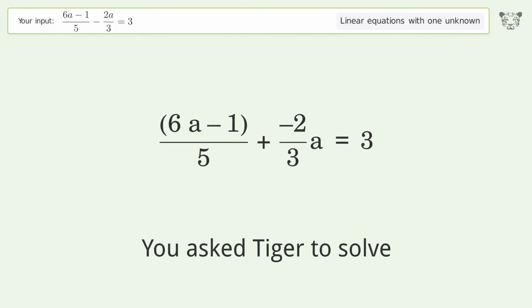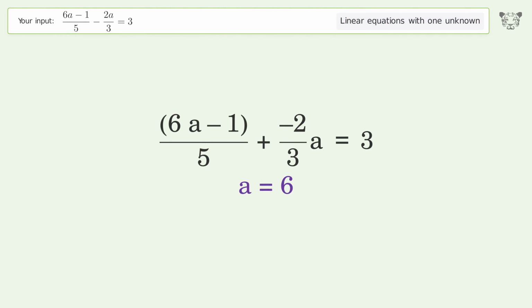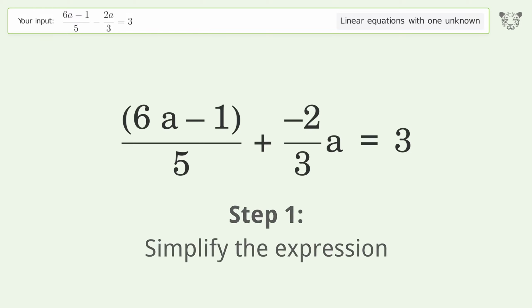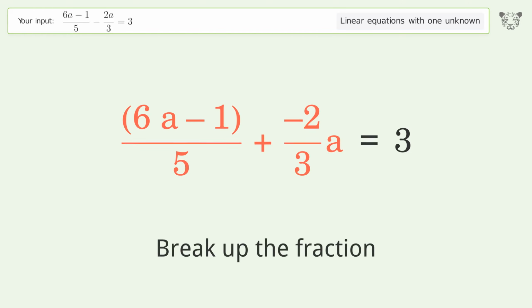You ask Tiger to solve this. It deals with linear equations with one unknown. The final result is a equals 6. Let's solve it step by step. Simplify the expression. Break up the fraction.